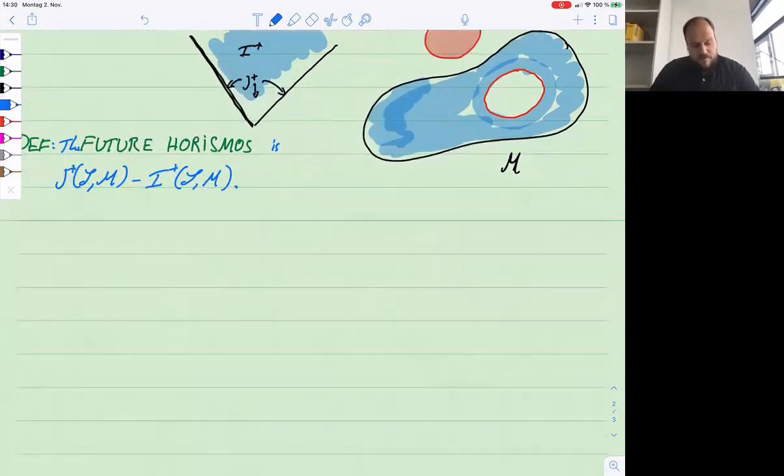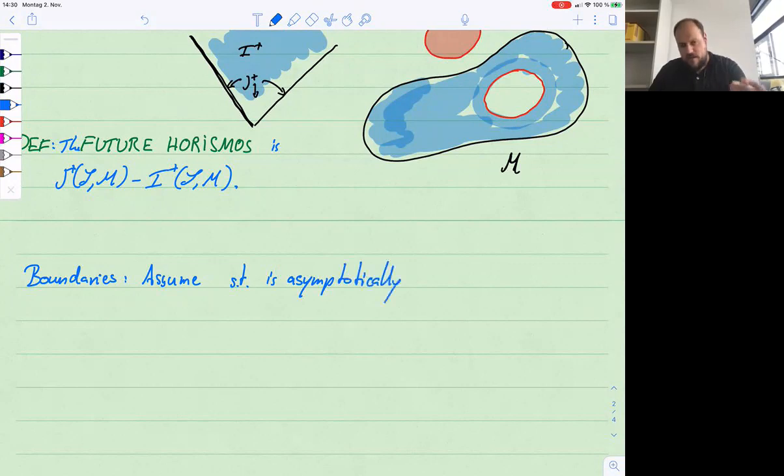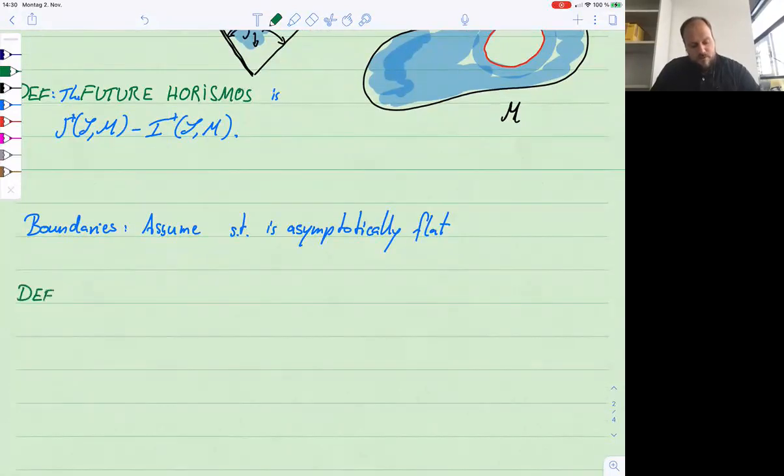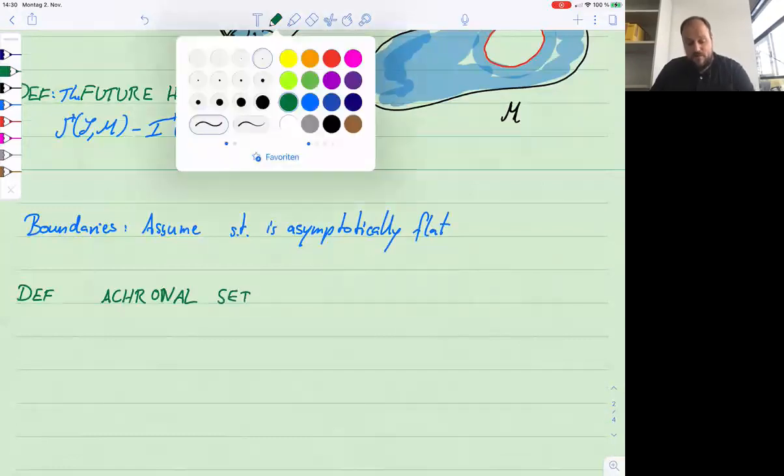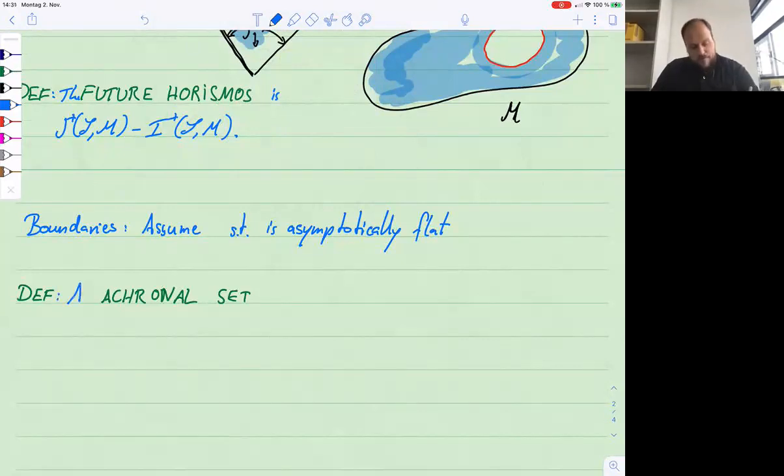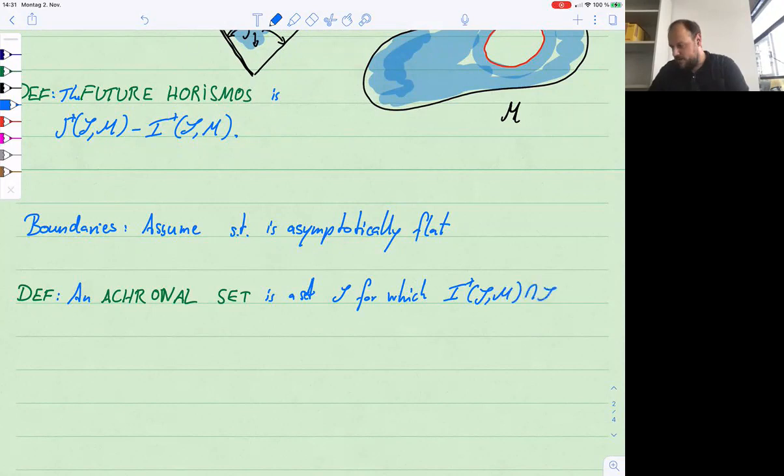And we skipped the asymptotic boundaries so far, so let's look at the boundaries. We now assume the space-time is asymptotically flat, which is actually the case for Minkowski. Then we can define an achronal set nevertheless. This is a very important thing, and I will spend some time on it because it is important to understand this. It is very useful also for QFT and a lot of other things. So an achronal set is a set S for which the chronological future and the set itself intersect in the empty set.